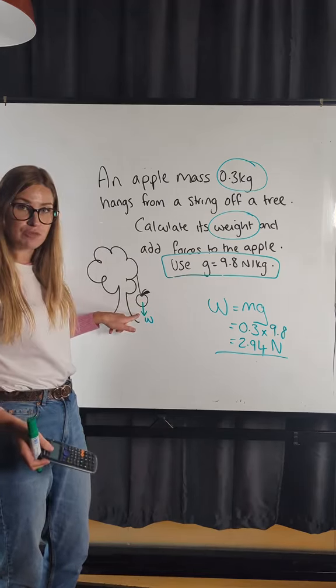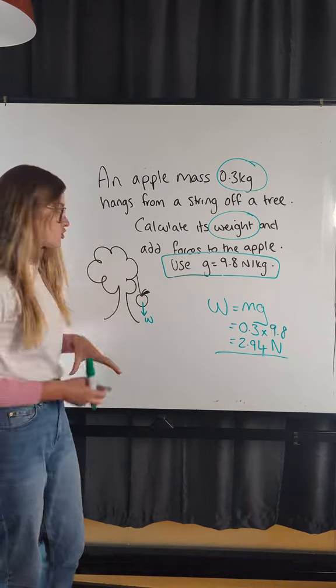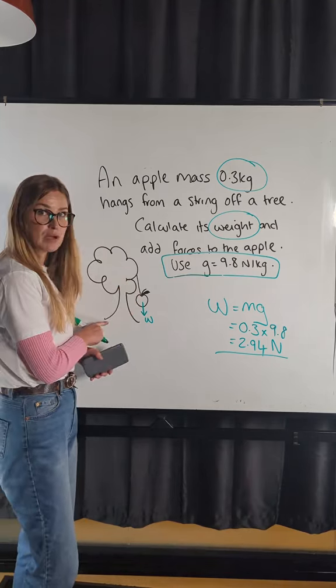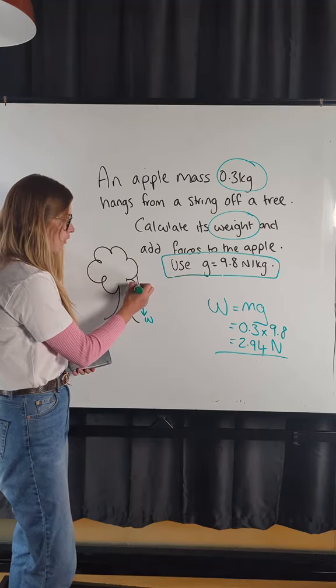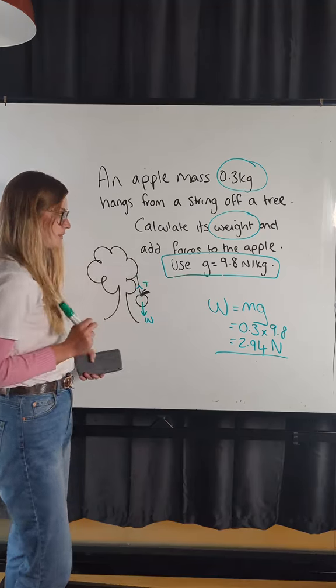But the apple isn't moving down, right? It looks like the apple is moving down right now, but it's not. It's staying there. So there must be some upward force on my apple, right? That's the whole reason it's not moving down. And that upward force is the tension in my string.